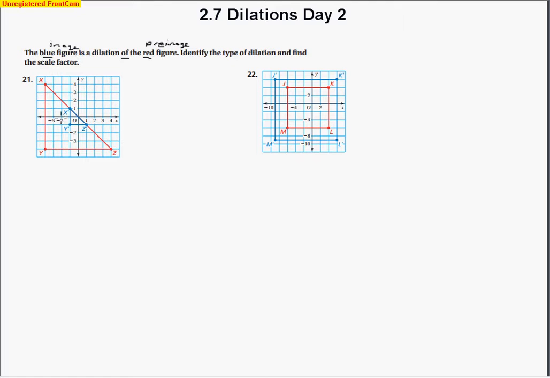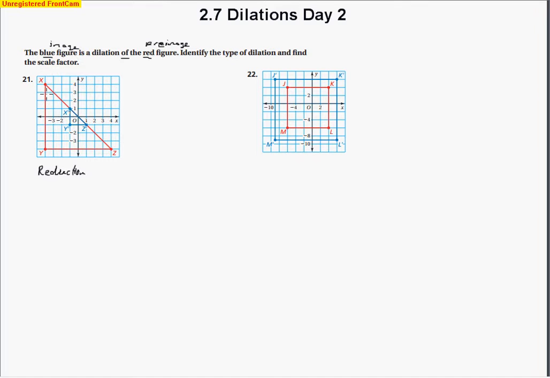So when I look at this also, I can see that because of this little prime sign, see that little mark right next to the X there, that tells us that this is the second figure here after it's been modified. So I see that this is a reduction in size. It's a reduction because it started big and now it's getting a lot smaller. So let's find out what that scale factor is.